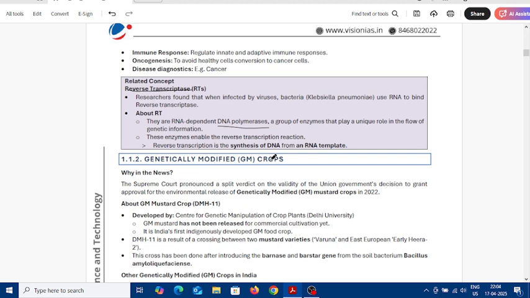Transcription means DNA will make RNA. Reverse transcription means from RNA, DNA will be made.